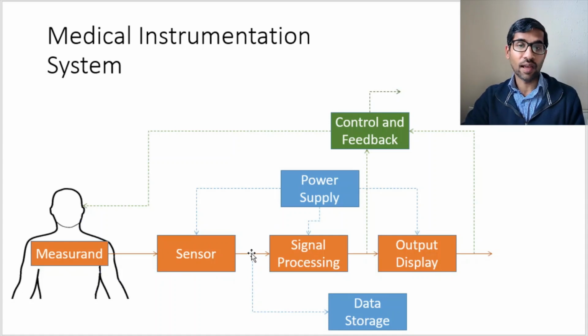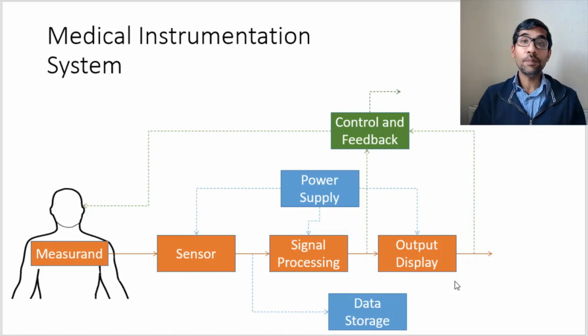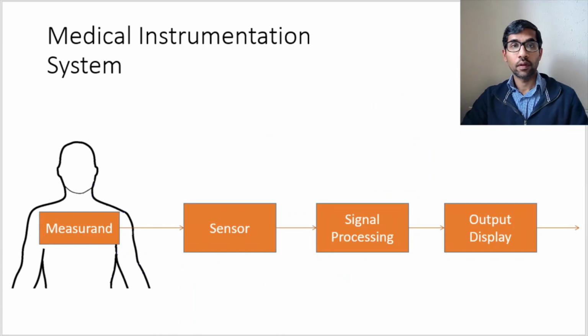Sometimes you can also have the data coming from the sensor stored, or the output of the signal processing being stored. Of course, you need a power supply to run the sensor and the signal processing and the output display and all. Sometimes what we also do is we use this output of the signal processing to control an input to the human body, right? So you can have a control and a feedback block here, which actually controls some input that is going to the human body.